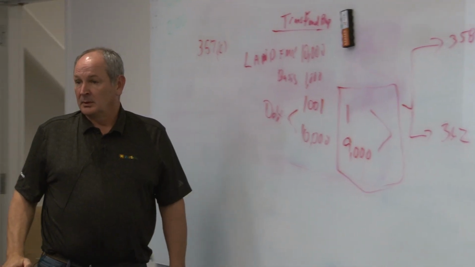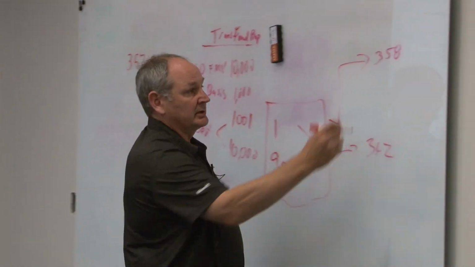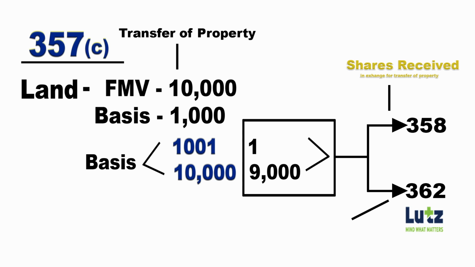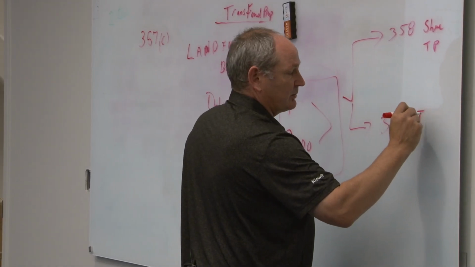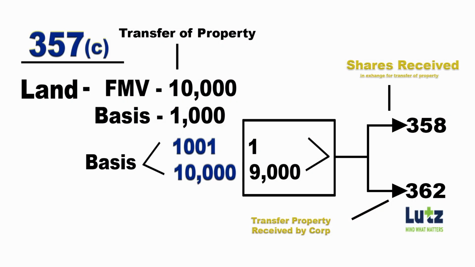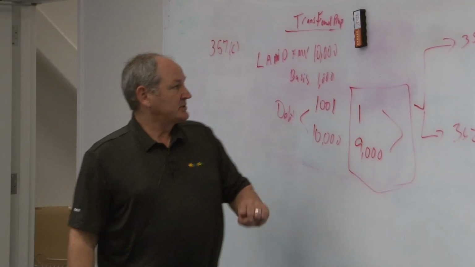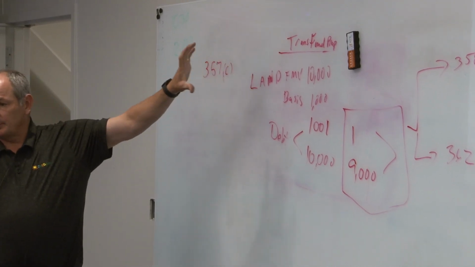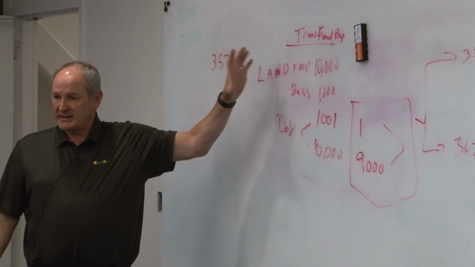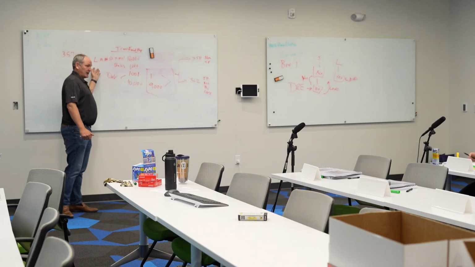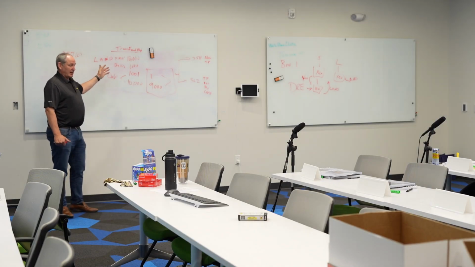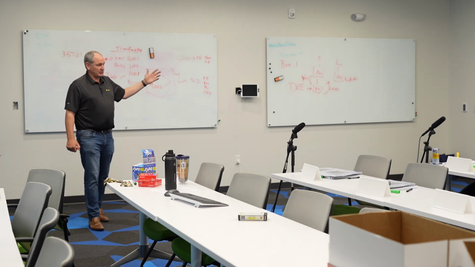Okay? This is shares received in exchange for transferred property. This is the transferred property received by Corp. So the debt in excess of basis is only being measured by the universe or population of the assets that are being transferred to the corporation. So the only asset in this case was land. So now the full population of stuff that's being transferred is land.